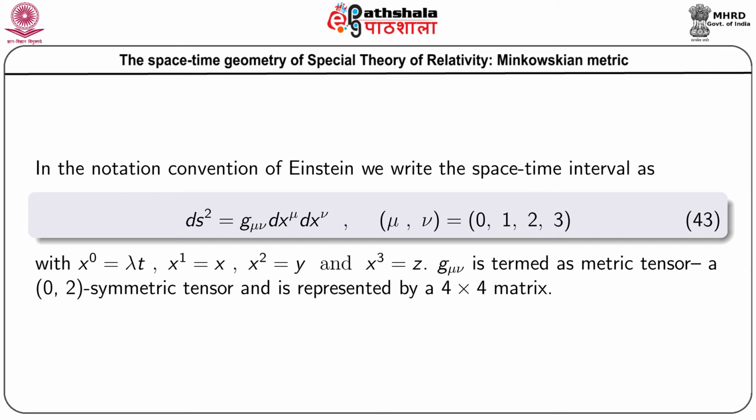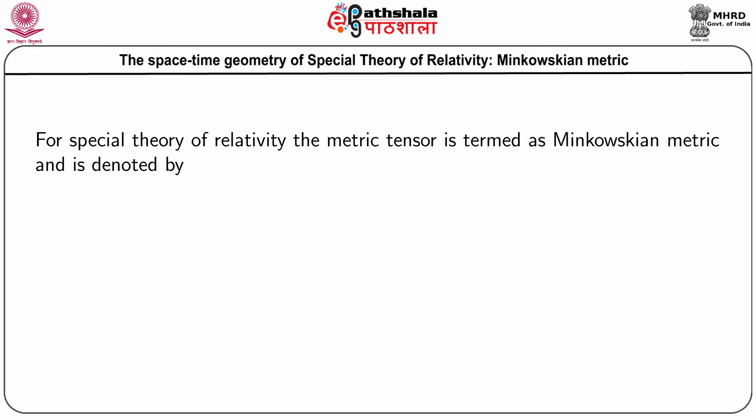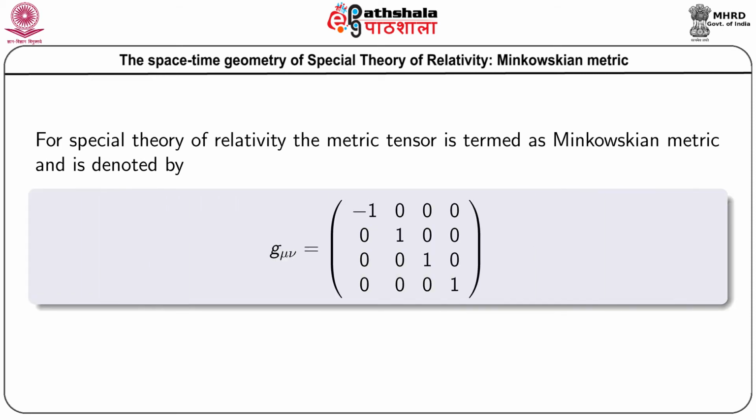Now, if x0 equals λt, x1 equals x, x2 equals y, and x3 equals z, then g_μν is termed as a metric tensor, which is a (0,2) symmetric tensor and is represented by a 4×4 matrix, as the dimension is 4. For special theory of relativity, the metric tensor is termed as the Minkowskian metric, and this g_μν has this matrix.